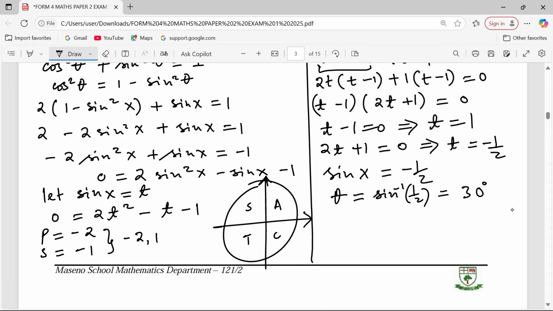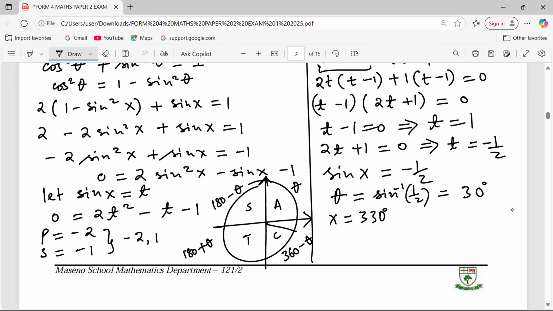So measuring the angle in the fourth, remember an angle in the fourth is given by 360 minus theta. An angle in the third is given by 180 plus theta. An angle in the second is given by 180 minus theta. Then in the first quadrant, it is the theta itself. So we need the angle in the third and in the fourth. In the fourth, we talk about 360 minus 30, giving us 330.